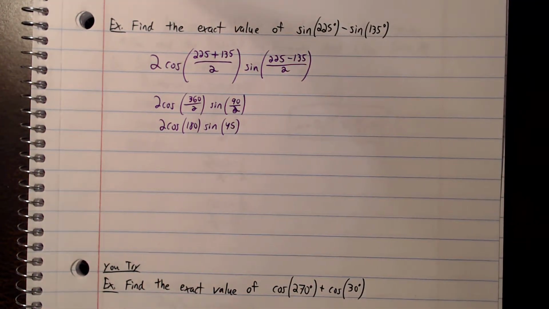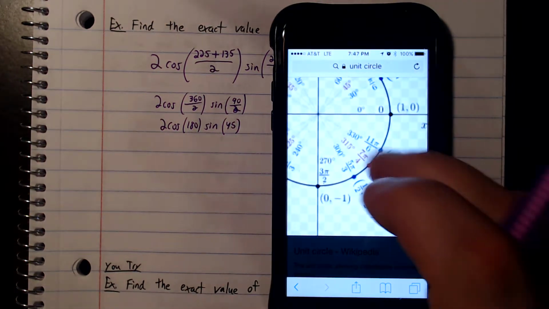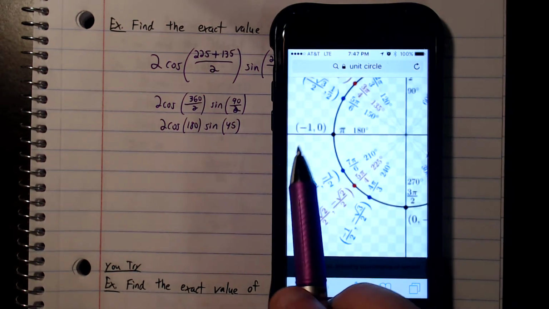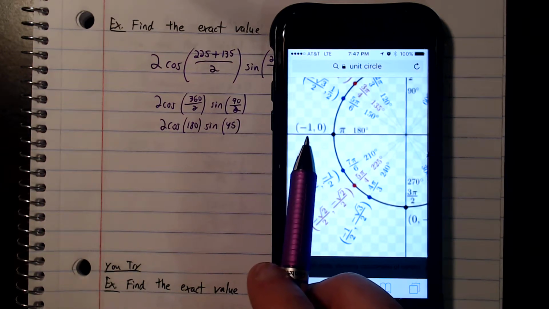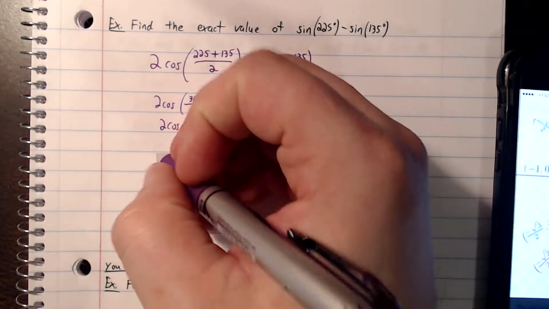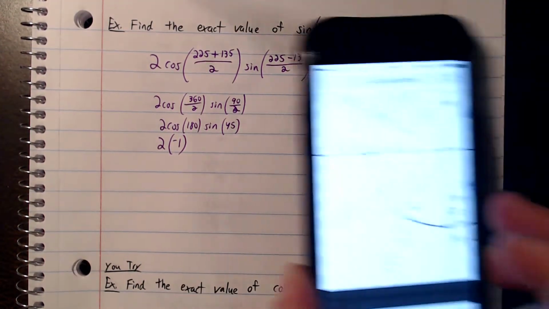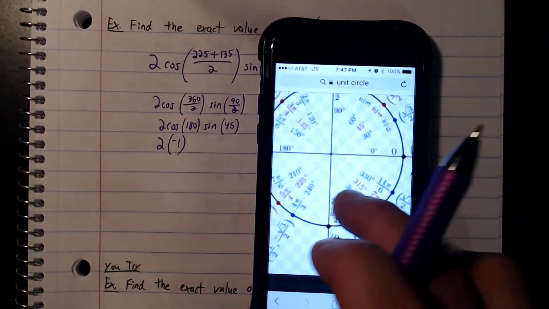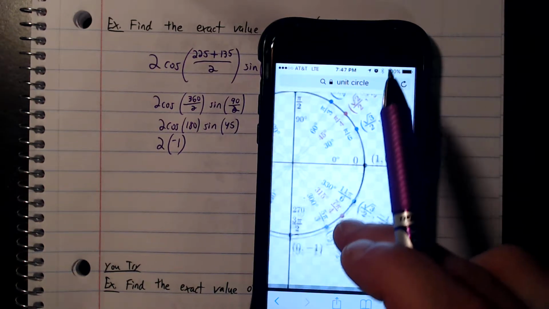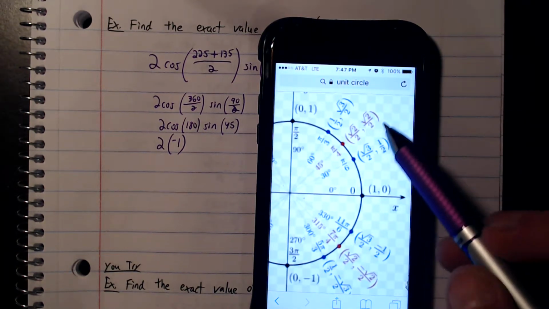So we've got some values. They're asking us for the exact value, so we need the unit circle. At 180 degrees, cosine, which is x, is -1. So let's see, 2 times -1. Sine of 45. Here's 45. Sine is y, so we get root 2 over 2.